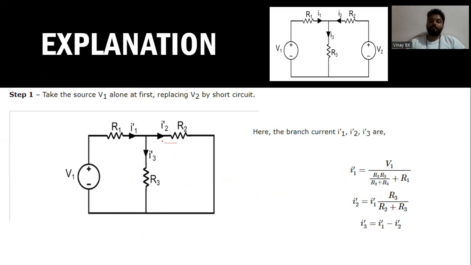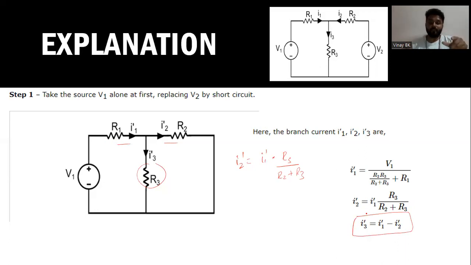Similarly, you need to find the value of I2 dash. Once you know the value of I1 dash, you simply apply the current divider. I2 dash is the total current I1 dash into the opposite resistor. The opposite resistor is R3 for this I2 dash, so R3 divided by R2 plus R3. Once you know I1 dash and I2 dash, you will get the value of I3 dash, that is I1 dash minus I2 dash.